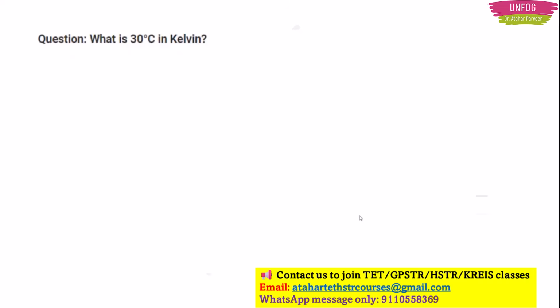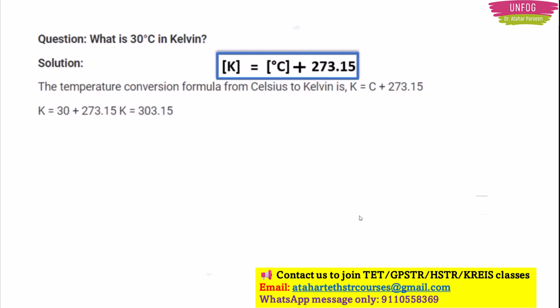First question is, what is 30 degrees centigrade in Kelvin? As I told you, you have to just add 273 Kelvin. If you add this 273 to this 30 degree, then you get the value 303 approximately, which is in Kelvin. Okay, next question. Convert 50 degrees centigrade to Fahrenheit.